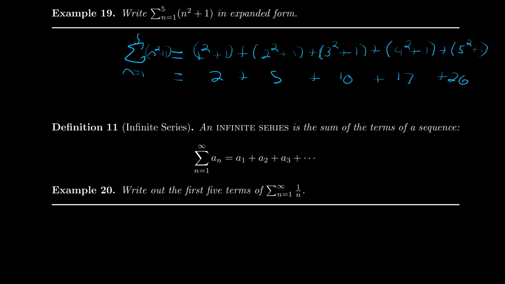And all it says is write it in expanded form, and that's fine. If you want to find what the first 5 terms of this add up to, we'll just add those things together. But that's the first 5 terms. That's all that we really wanted, okay?